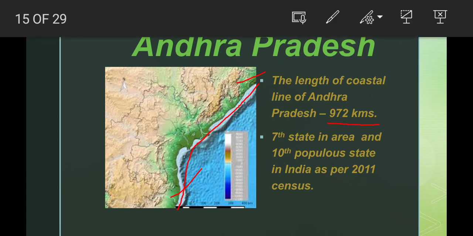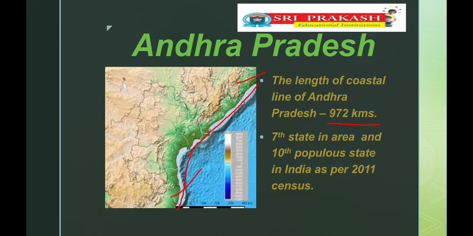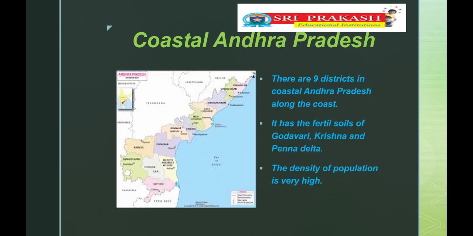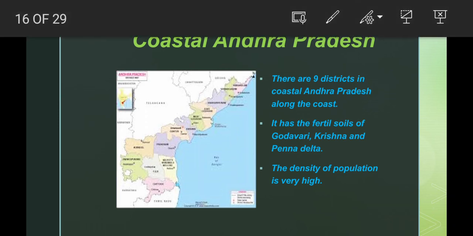Okay. Next one, if you see the next slide, children, just look at coastal Andhra Pradesh. It has 9 districts. What are the 9 districts, children? This is starting with Srikakulam. Next, Vijayanagaram, Visakhapatnam, East and West Godavari, Krishna, Guntur, Prakasham, Nellore. Up to Nellore, this is totally coastal Andhra districts.